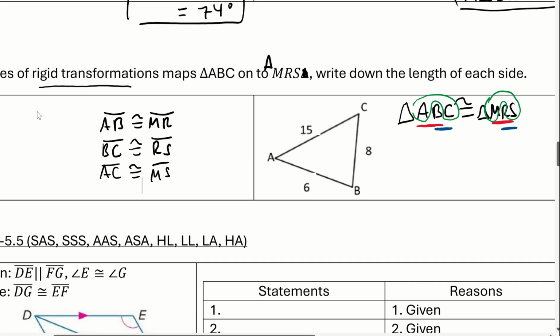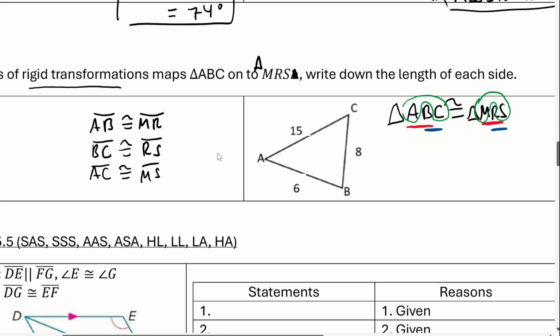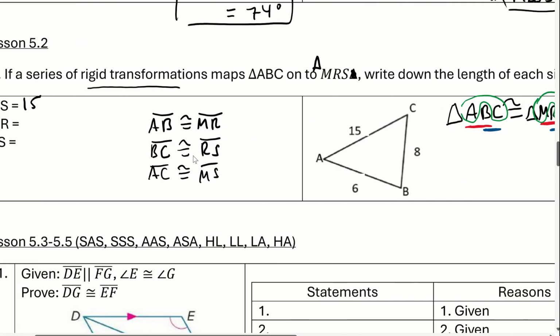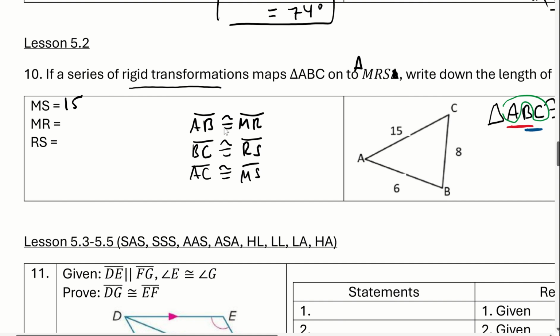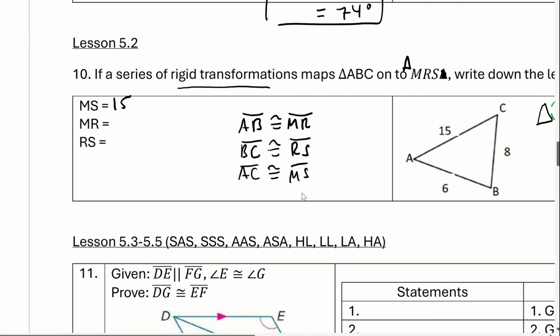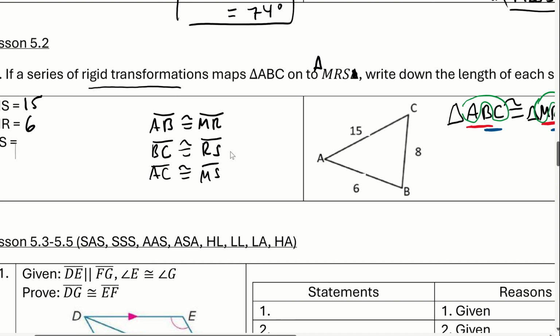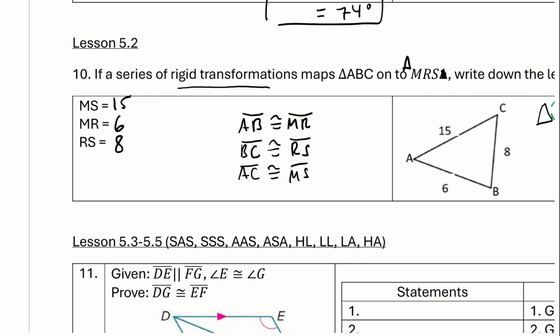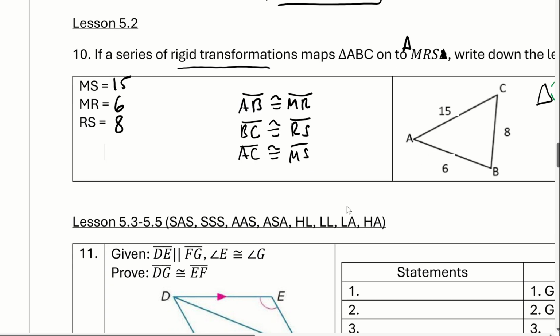Okay, so now, if AC is 15, then MS is 15, by definition of congruence. If AB is congruent to MR, then AB is equal to MR. So AB is 6, so MR is 6. And then the last one, BC is 8, so RS is 8. And that's it. Pretty easy.